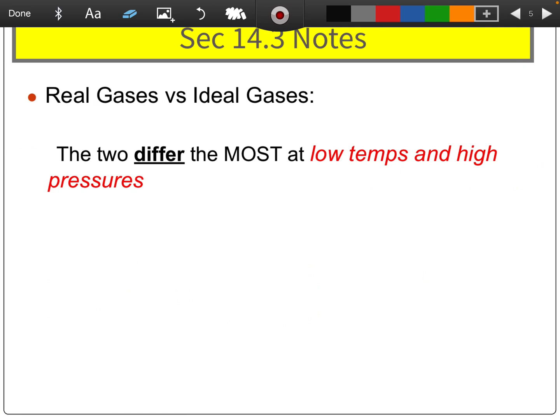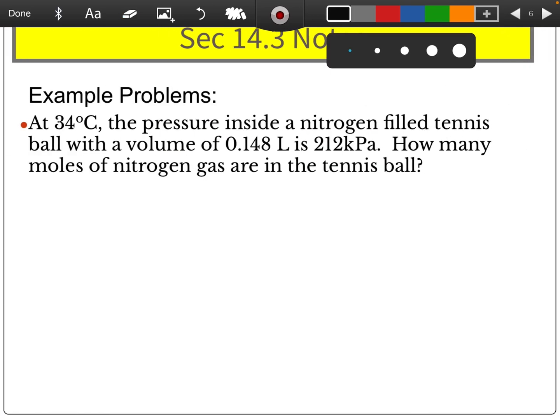All right, so like we said, ideal gases don't exist, but real gases differ the most from ideal gases at low temperatures, because at low temperatures the particles are not moving as much, and at high pressures. So when you push those molecules together, then they have more differences between real and ideal gases. All right, so we'll go through 2 practice problems just so you can see the ideal gas law being used.